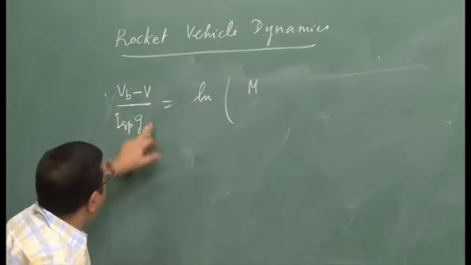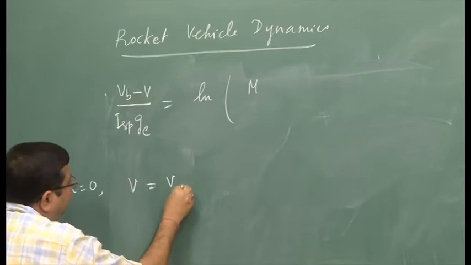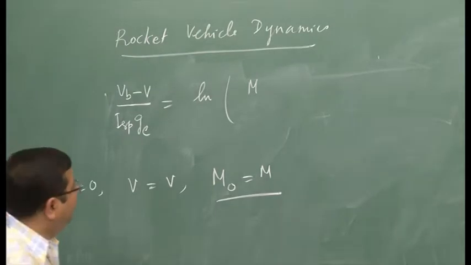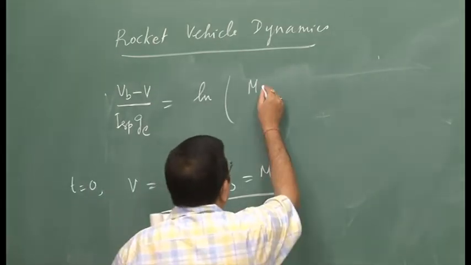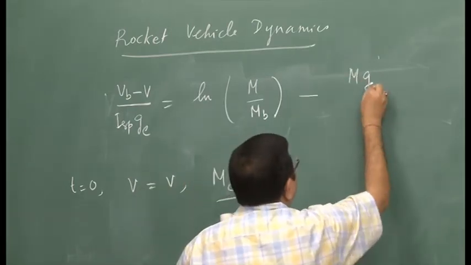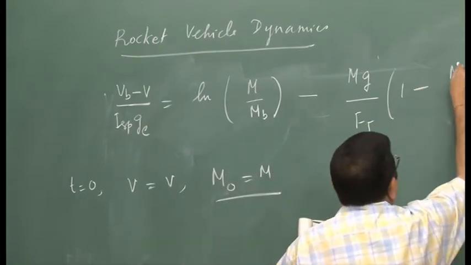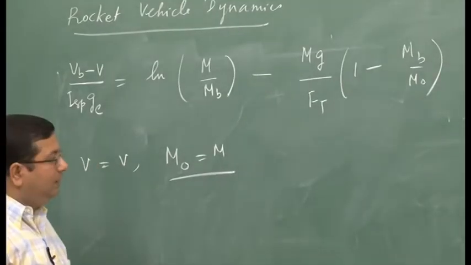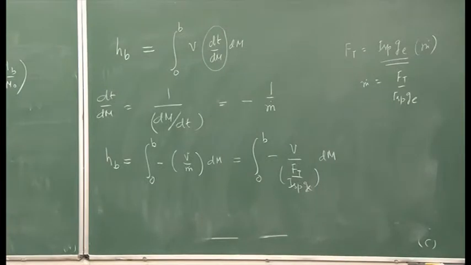So, the initial state now is our v. So, what we are saying is at time t equal to 0, we are considering v equal to v. So, the initial mass for this case is m, some instantaneous mass. Okay. So, then in this expression, we replace m dot by m. So, that will be then equal to m by m b minus m g by f t times 1 minus m b by m naught, right. Now, what we do is we take this expression for v and put it into that, and then we integrate.